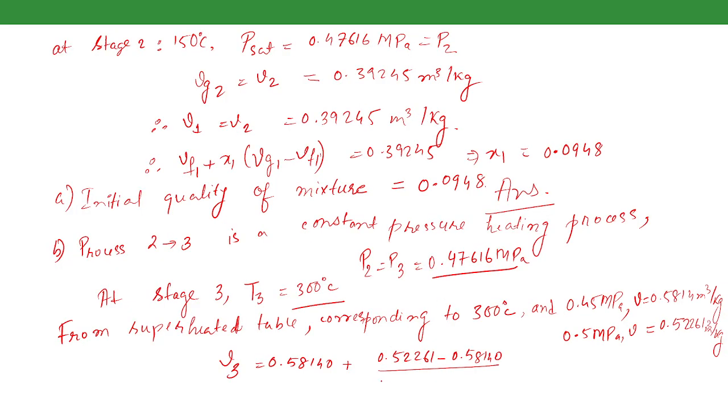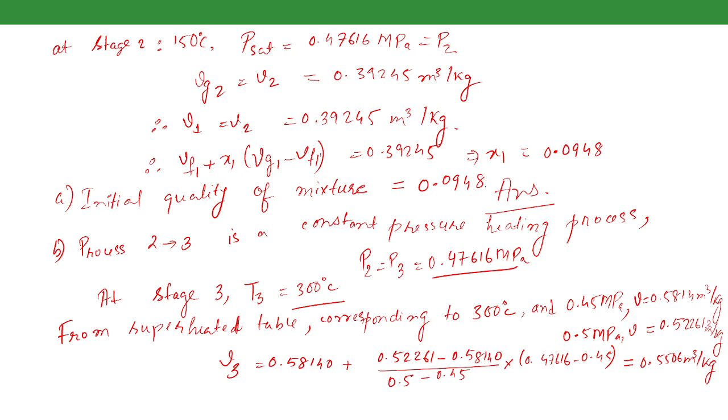658,140 divided by 0.5 minus 0.45 multiplied by 0.47616 minus 0.45. So these are the pressure values and these are the specific volume values. So this gives the specific volume value to be 0.5506, 0.5506 meter cube per kg.